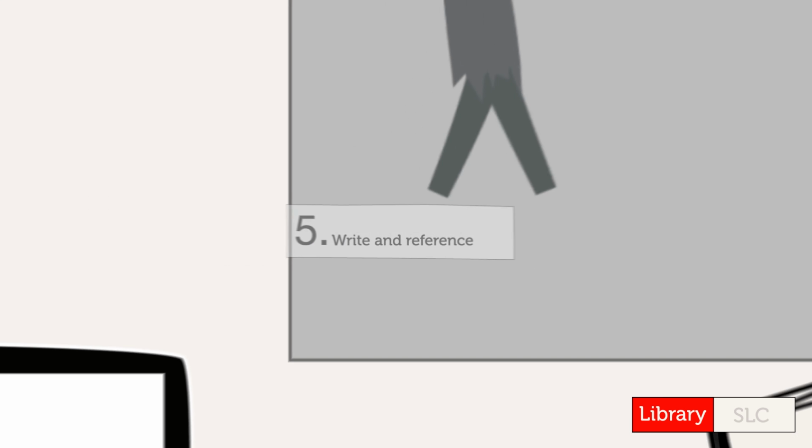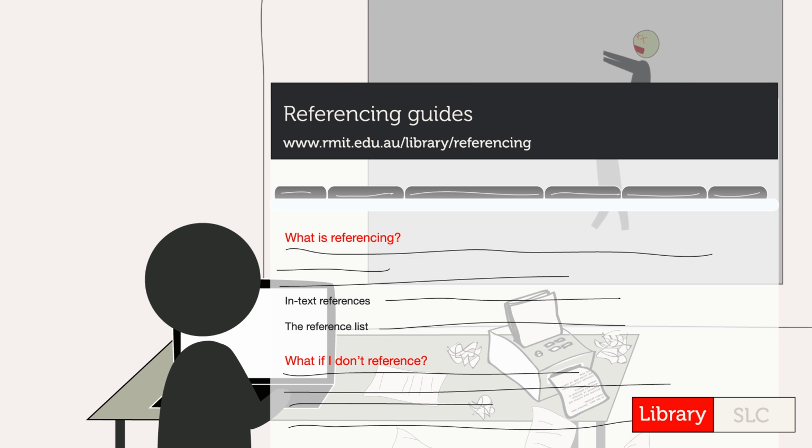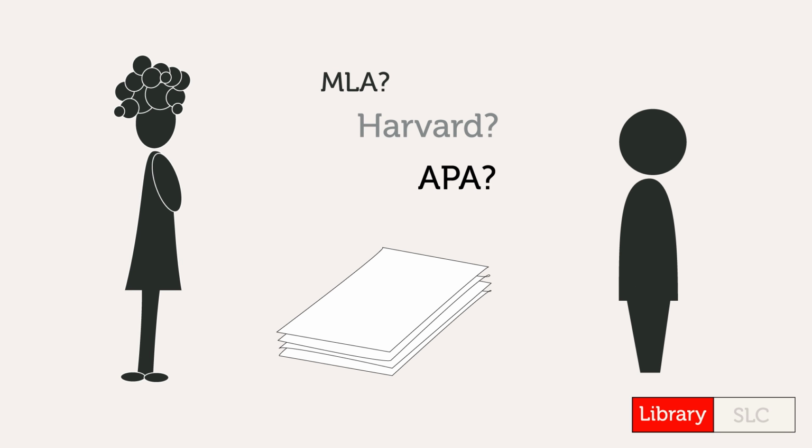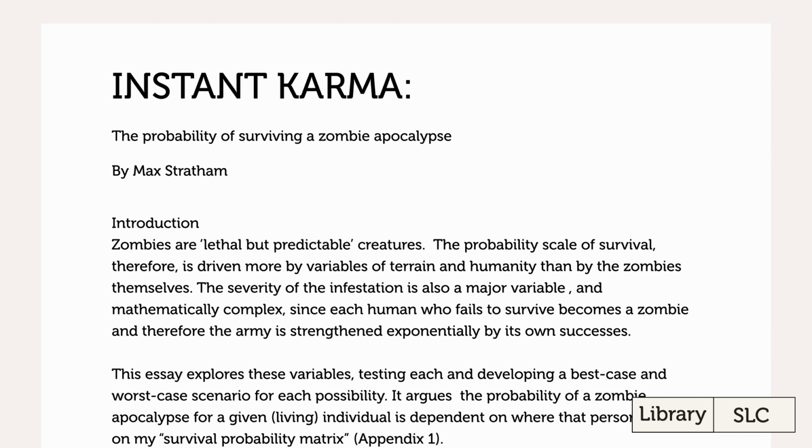I've got my plan beside me, and I know I have to reference my work as I go along. The library has these really good referencing guides, so I just asked my lecturer which referencing style to use, then downloaded the guide. I've got my first draft done. Luckily, the assignment isn't due for a few days, so I've got time to edit it.